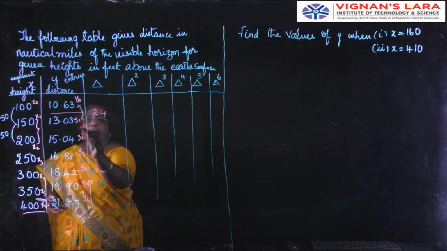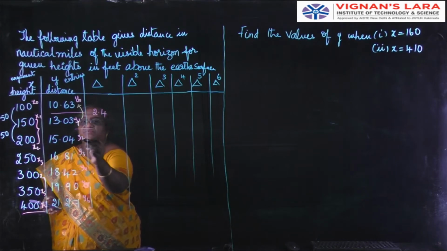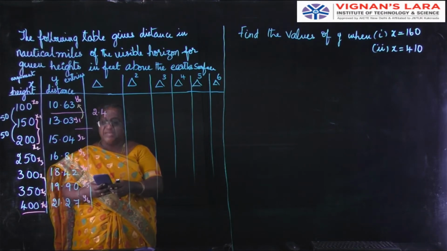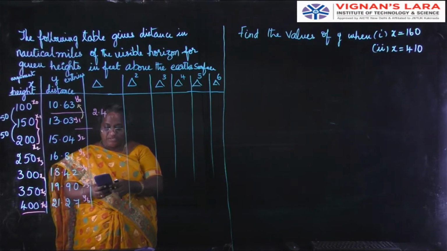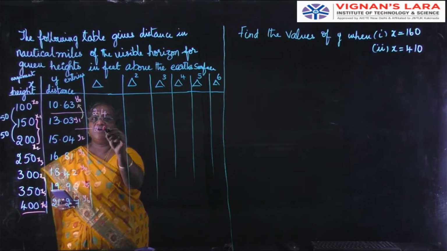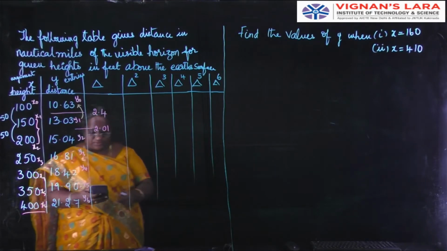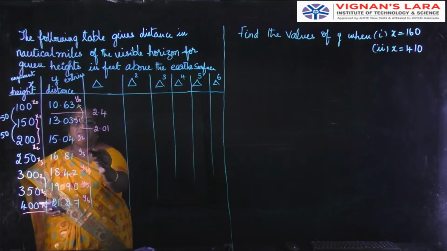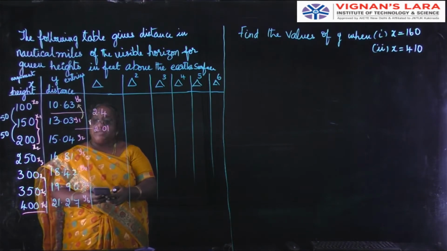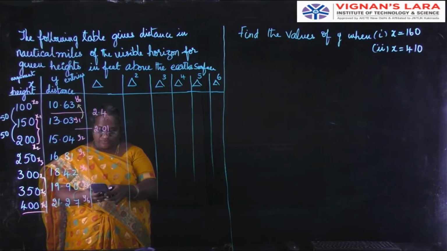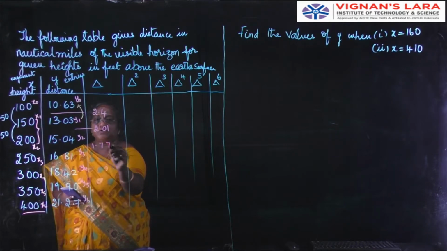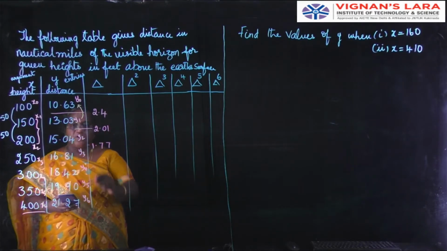Next value should be here. Means y2 minus y1. See its value 15.04 minus 13.03. So how much is this? It is 2.01. So here we have to write 2.01. Next value y3 minus y2. So this is 16.81 minus 15.04 is equal to 1.77. So all the time you have to write to the middle of these two values.